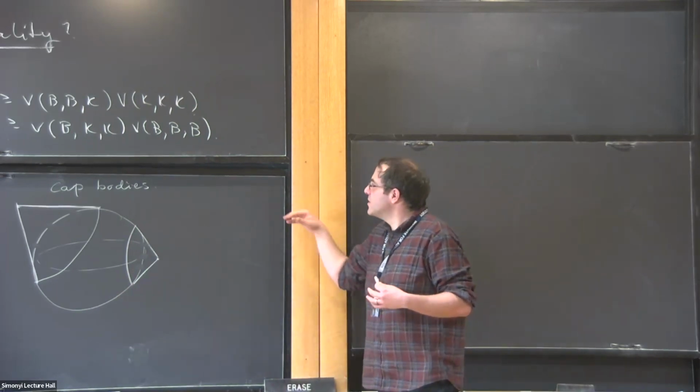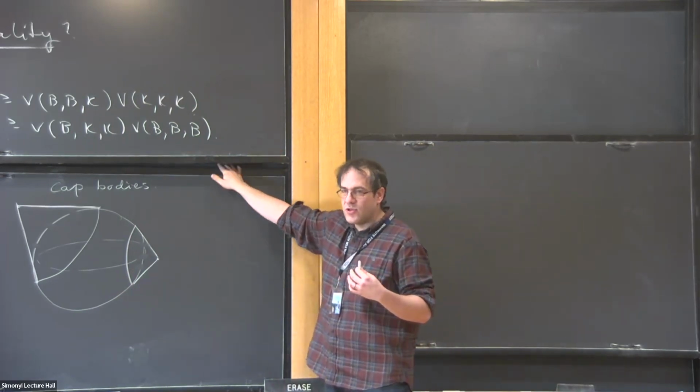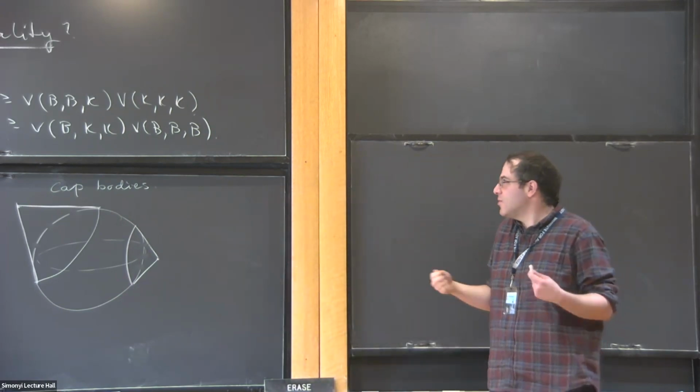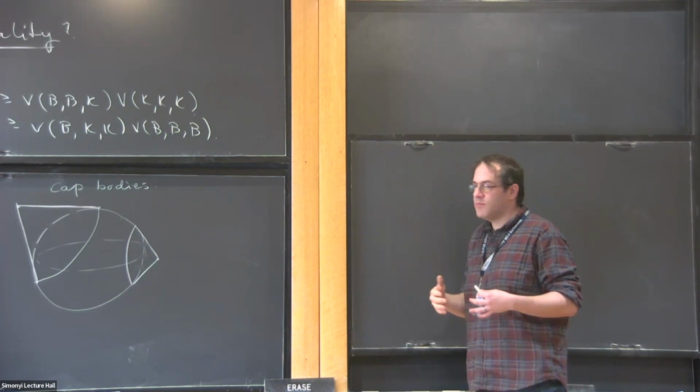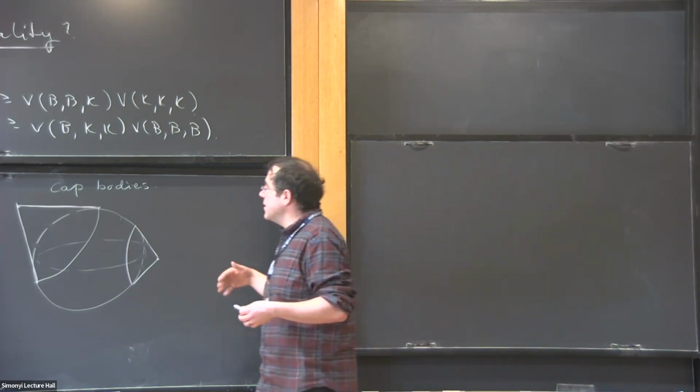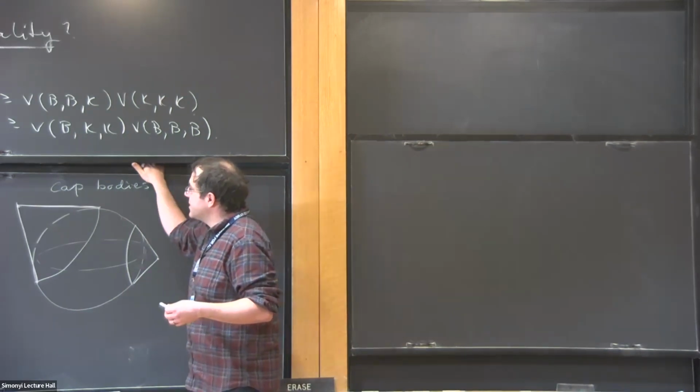For example, in the book of Burago and Zalgaller, a famous book on geometric inequalities, there's an entire section on this problem. And he writes that the equality cases of this inequality have not been characterized, probably because there are too many. So it's not quite clear what even to expect.